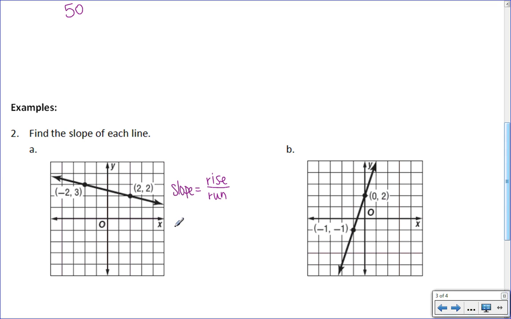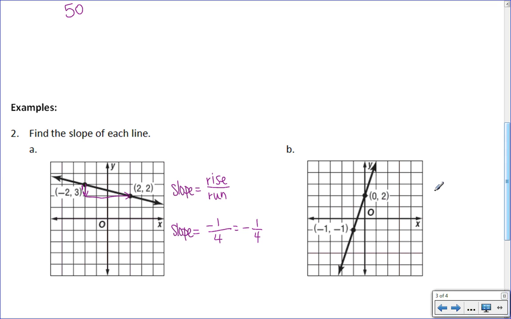Alright, so we're going to start at the point farthest to the left. And we want to calculate the rise. So to get from here to here, we actually need to go down 1 unit. So the slope will be negative 1 over the run. From here all the way to here is 1, 2, 3, 4. We have negative 1 over 4, or just negative 1/4, and that is the slope of that line.